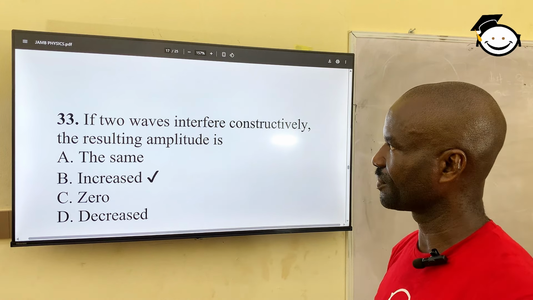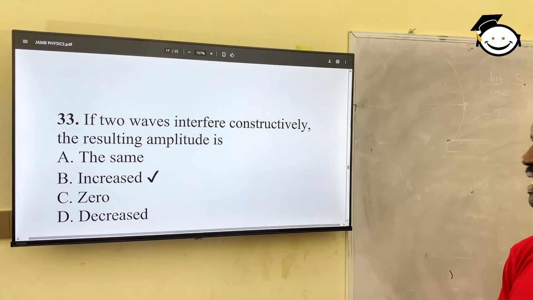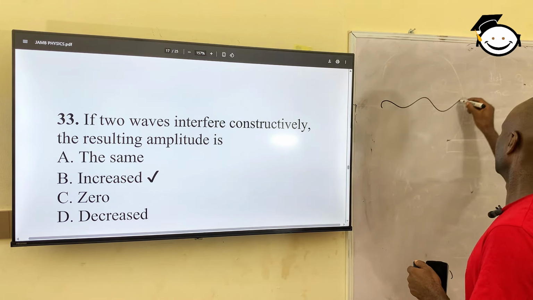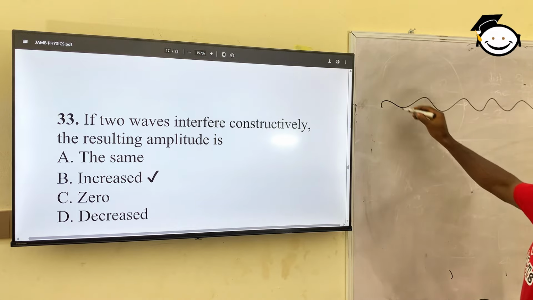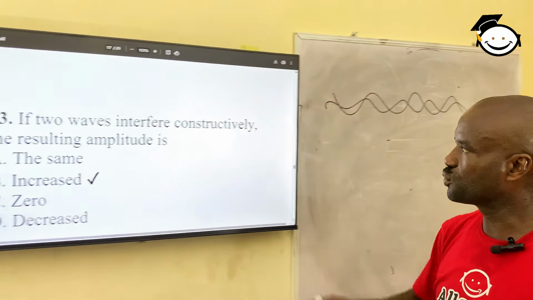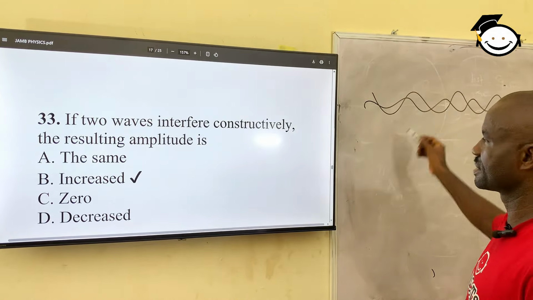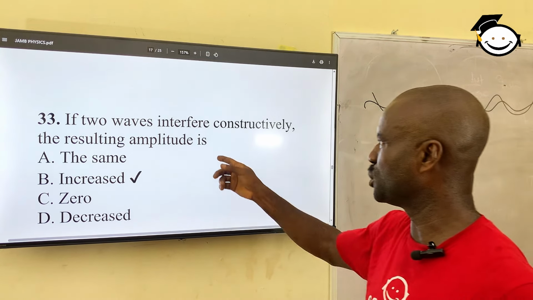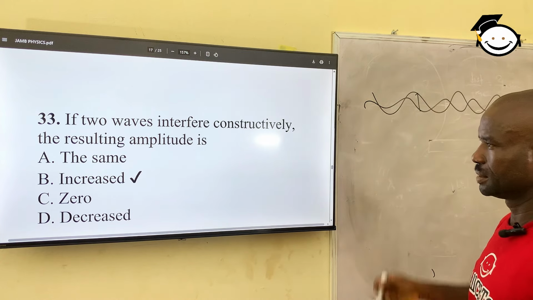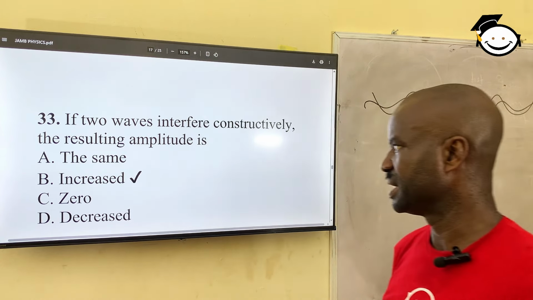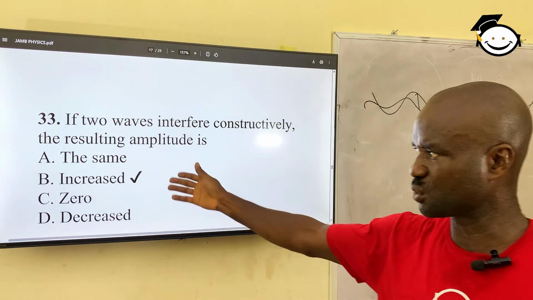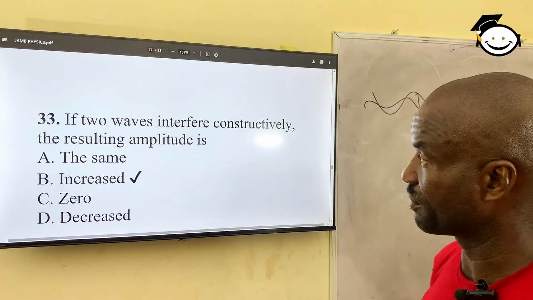Question 33. If two waves interfere constructively, the resulting amplitude, what's an amplitude? The distance between here and here. Increase, zero, decrease? The amplitude will of course increase when there's an interference of waves, constructive interference.